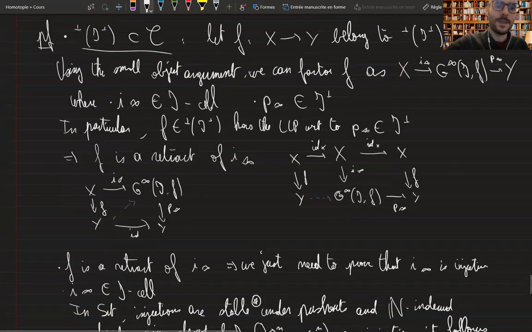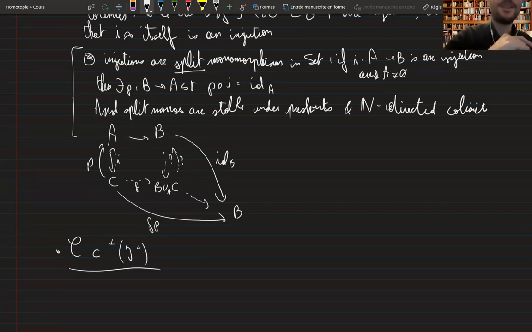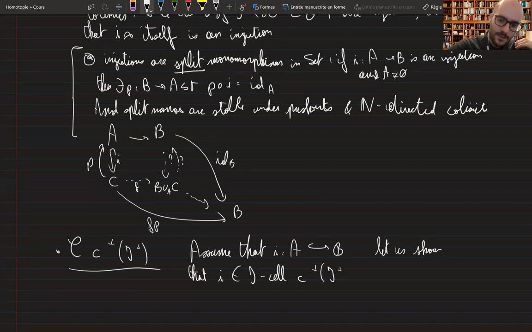All right. So anyway, now we want to prove the converse. We want to prove that C is included in this thing here. And I see that I have 1 minute left, so I will try to be quick. So assume that I from A to B is an injection in a set, and let us show that I is in I cell, and I cell, it's a little exercise to show that it's always included. If you have some class of morphisms here, it's always included in a class defined like this.